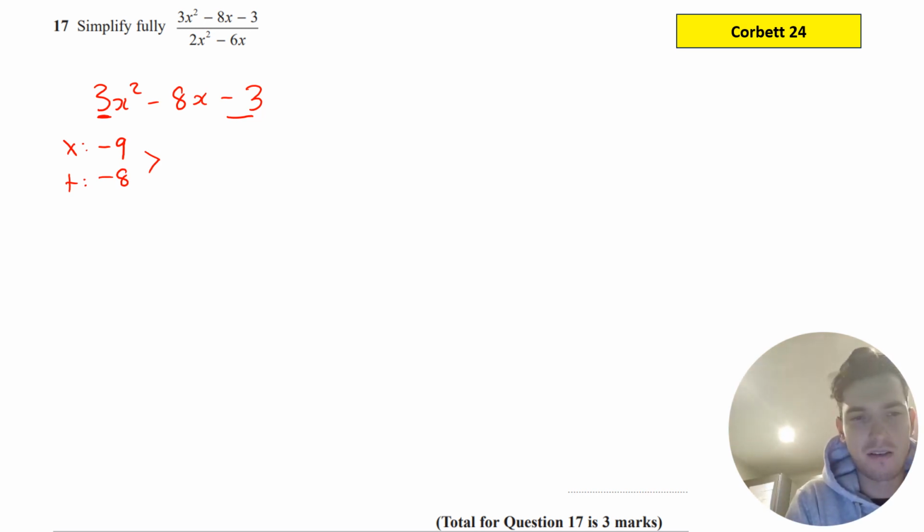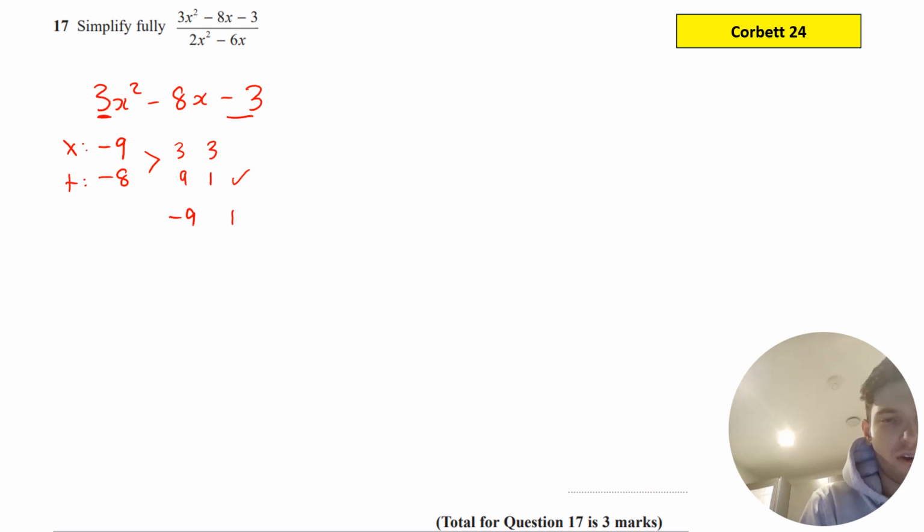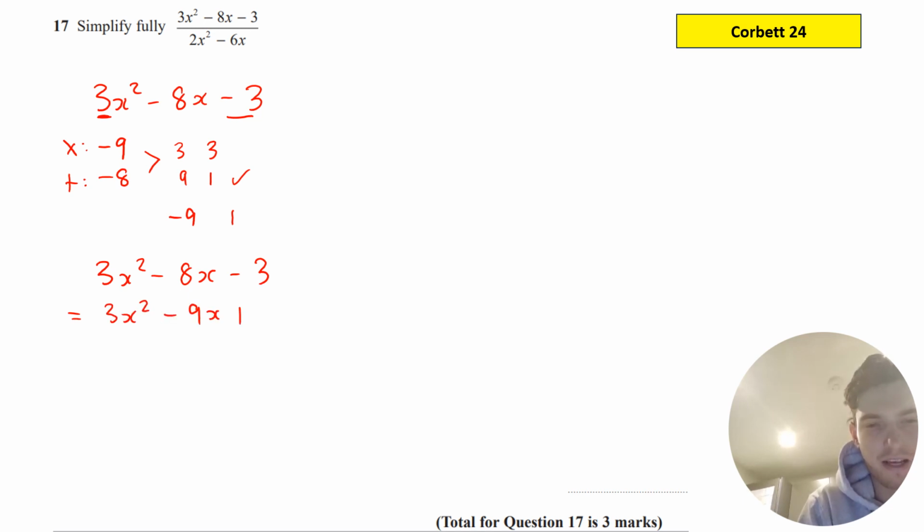Well, what are the factors of 9? Well, 3 and 3, it's not that, or 9 and 1. I think it is that. And one of them has to be negative, one of them has to be positive. It's going to be minus 9 and 1, because minus 9 plus 1 gives me minus 8. So let's rewrite this as 3x squared minus 9x plus 1x, just plus x, minus 3.